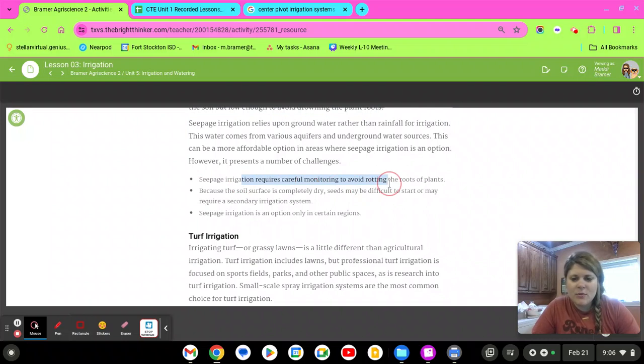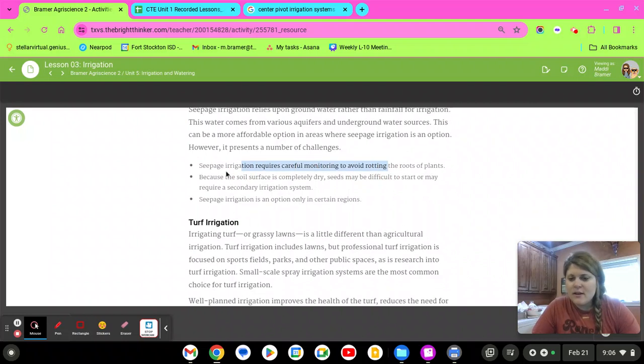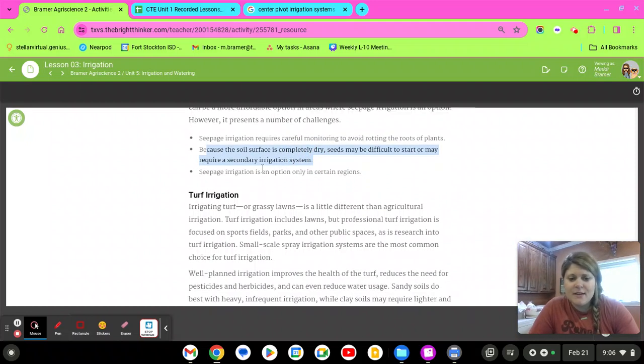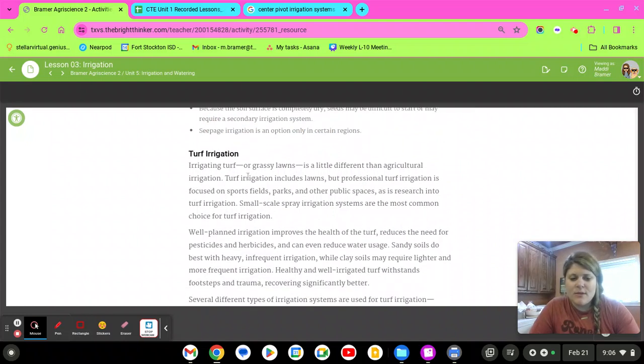It requires careful monitoring because if you have plants sitting in water all the time, their roots are going to rot and they'll be ruined. Because the soil surface is completely dry, seeds may be difficult to start, and you may have to have a second irrigation system. And it's an option only in certain regions where the water table is high.